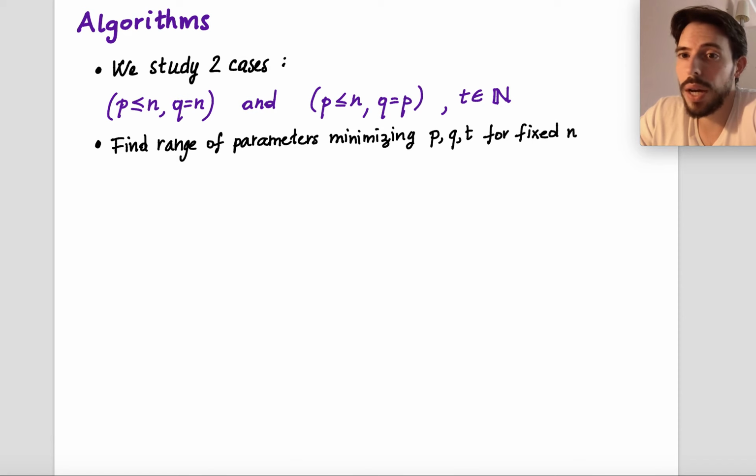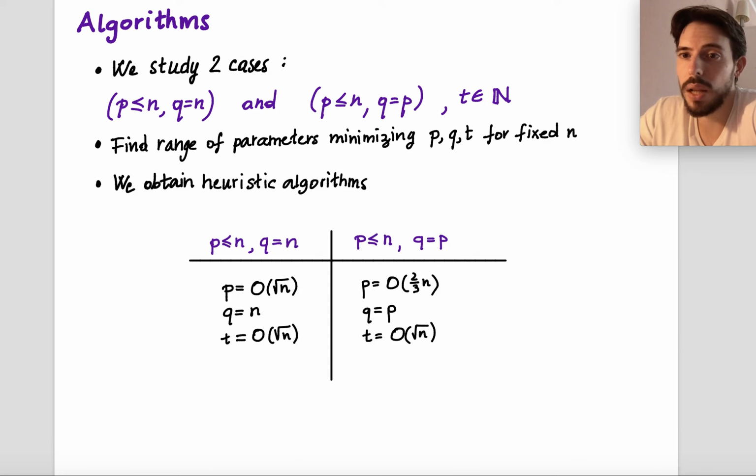And overall, we are able to devise two heuristic algorithms that perform as follows. In the first case, we are able to lower the rank of P down to a big O of square root n, and the same for the number of input samples t. Now in the second case, when information is lost in P and Q, we lower this rank down to a big O of n to the 2/3, whereas this number of input samples t still behaves as in the first case.